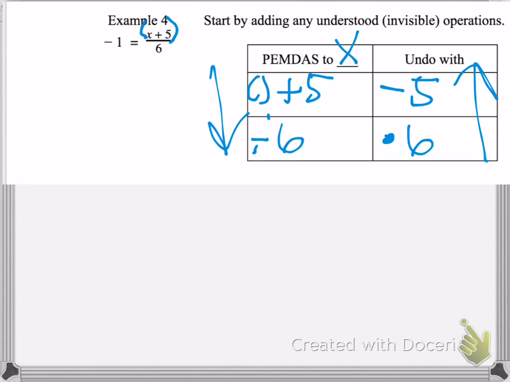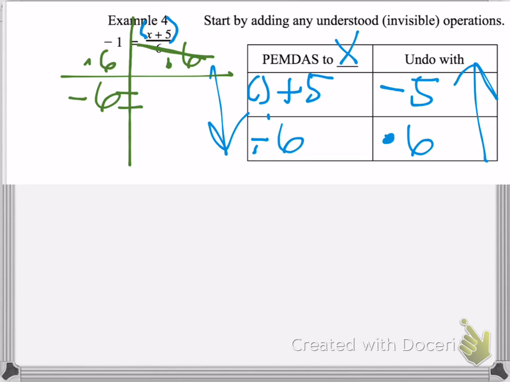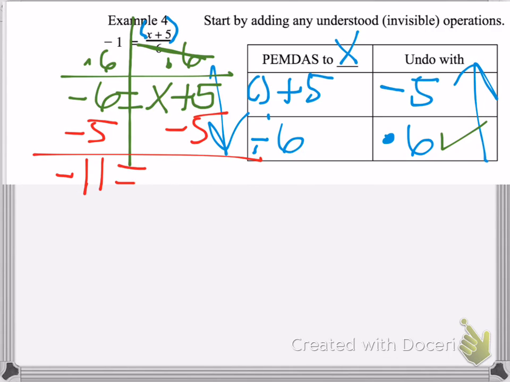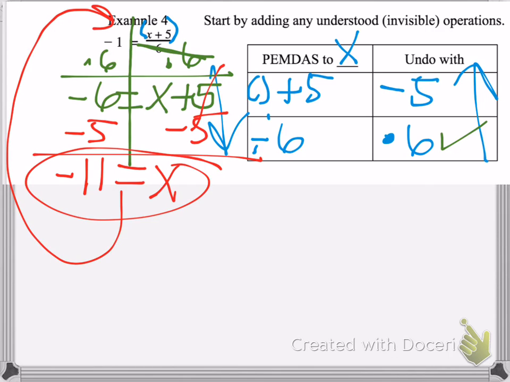I'll show you what that's going to look like. So we're going to multiply by 6 over here. We're going to multiply by 6 over here. Negative 1 times 6 is negative 6. And then that divide by 6 and the multiply by 6 is what cancels. So we're left with x plus 5 from the top. Then we'll undo that with that minus 5. So minus 5 over here, minus 5 over here. We get negative 11 equals x, and we'll be all done. You can put that back in, and you're good.